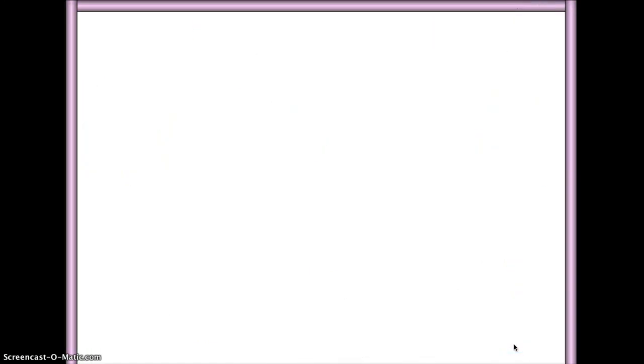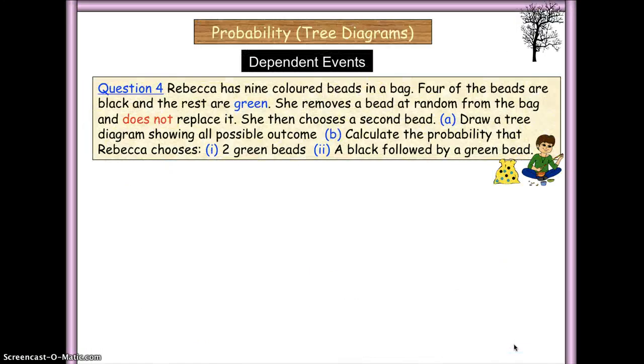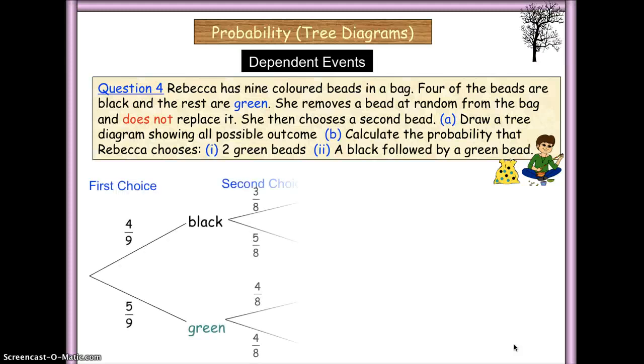Okay, another problem, this is dependent, and I'd like you to try it on your own. Stop the video and draw the tree diagram and calculate the probabilities. Okay, just as a practice. Okay, we're back, and play the video again and check your answer and your solution.